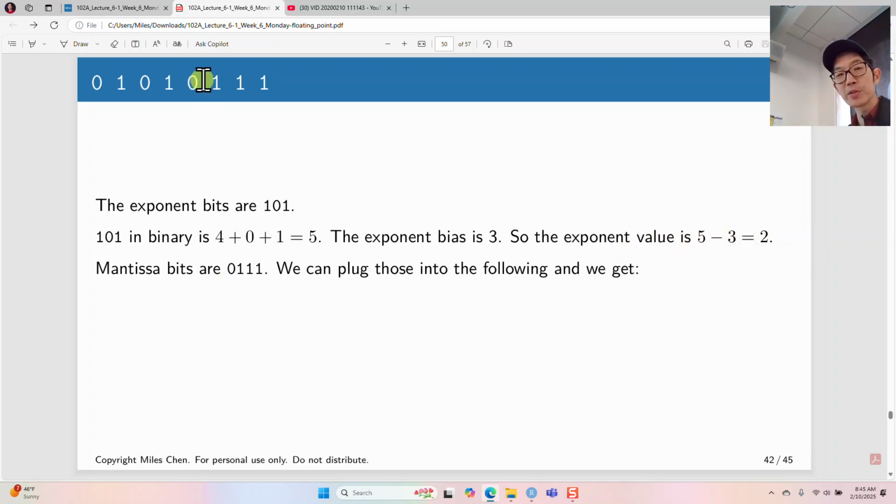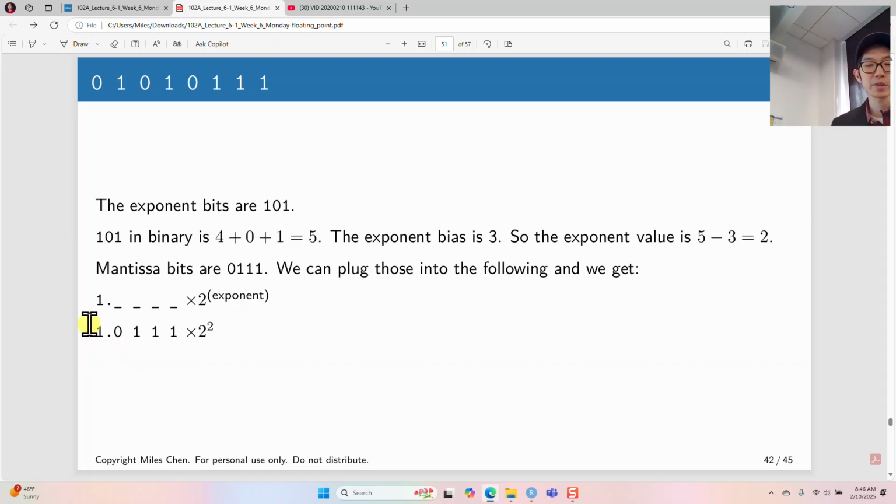Okay, so our exponent is 2, and then what are our mantissa bits? Our mantissa bits are 0, 1, 1, 1, and so we plug that into 1 point blank, blank, blank, blank, so we have 1.0111. It's a positive number, and our exponent is 2, so times 2 to the 2.